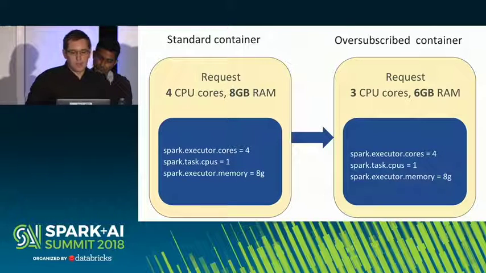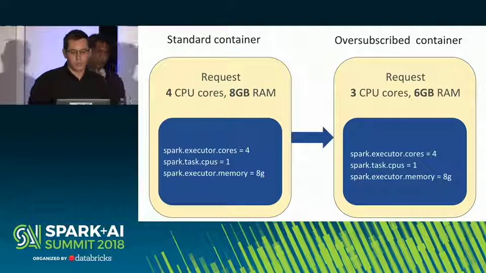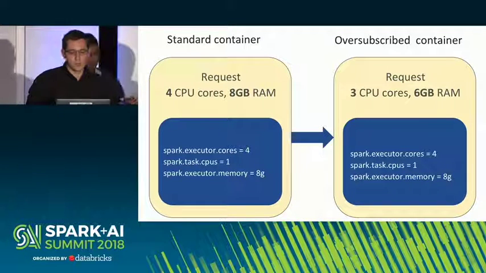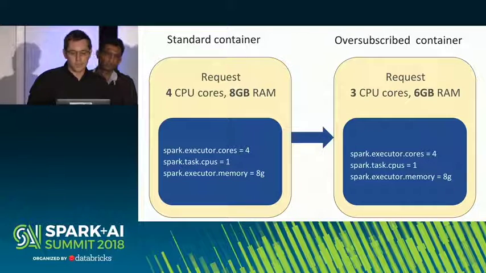Now, let's have a look at what happens if the executor actually does not need that much resource. You can see on the right side there is a container which has 3 CPU cores and 6 GB of RAM. But we are still running the same executor with the same configuration. So it will be running 4 tasks, and the heap size will be 8 GB. If we can guarantee that the heap size will not reach more than 6 GB of RAM, we can run this executor pretty safely.